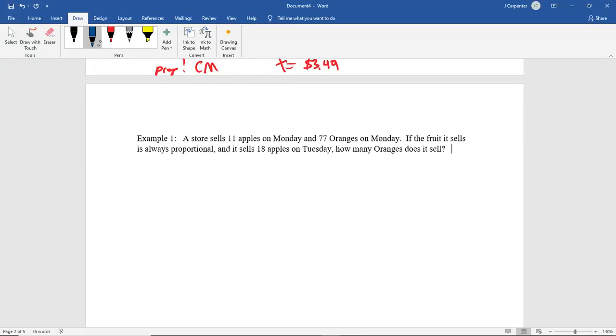All right, the store sells 11 apples and 77 oranges on Monday. So we're talking about apples and oranges. If the fruit it sells is always proportional, that tells us that we can use y equals kx. They're always proportional. Now I've called the y and x apples and oranges, but I haven't written it anywhere. Which one do I want to call apples? Which one do I want to call oranges? Technically, it doesn't matter. I have mentioned that for direct proportions, it does not matter which one you call y and x as long as you're consistent. You just might find a different value of k in that process. So I'm going to choose to call x the apples and y the oranges.